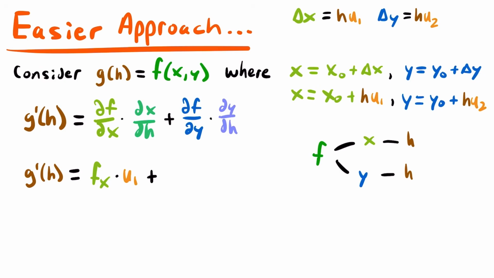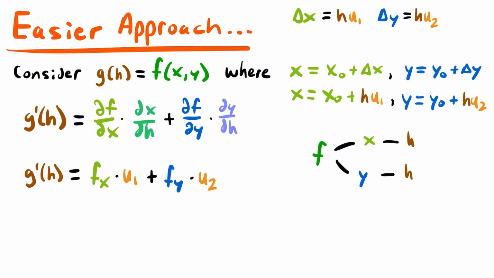And then we'll add that to the partial of f with respect to y, which I'm just going to rewrite with a simpler notation of fy, and that will be multiplied by the derivative of y with respect to h. And we can calculate that as well, just like dx/dh. We know what y is equal to. It's equal to y sub 0 plus h times u sub 2, and the derivative of y sub 0 would be 0, because y sub 0 is a constant, and then h times u sub 2, well, h is to the first power, and it's being multiplied by a constant, so its derivative would just be that constant, u2. So we have fy times u2, the y component of the unit vector, okay?